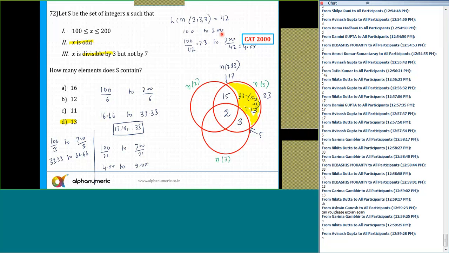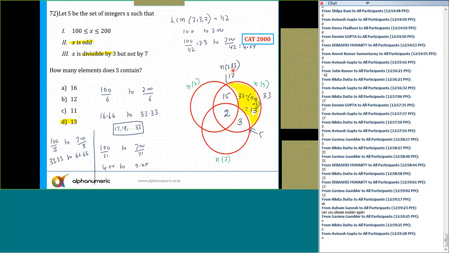From 100 to 200, there are 2 numbers which are divisible by 42. I divide 100 by 42, which is 2.3, and 200 by 42, which is 4 point something. So between 2.3 and 4, how many integers? Because we need integral multiples, that is 3 and 4. There are 2 integers, so that's why this is 2.